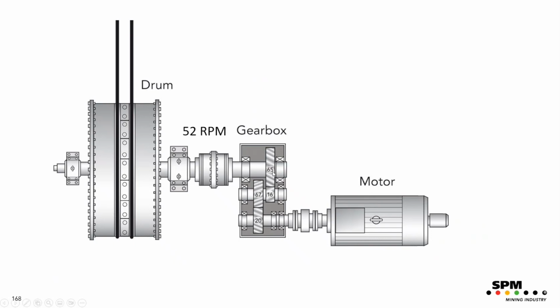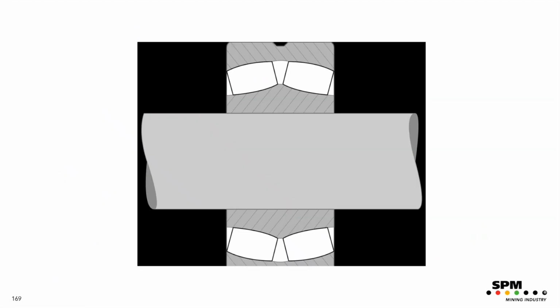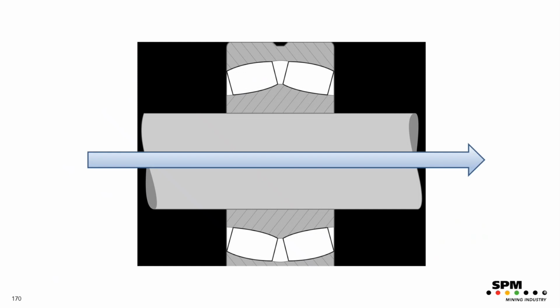And if you look on the loads on this gear, you will notice that depending on the rotation of the drum, you will have a strong axial force in that direction. And when the drum is rotating in the other direction, there will be a force in the other direction.